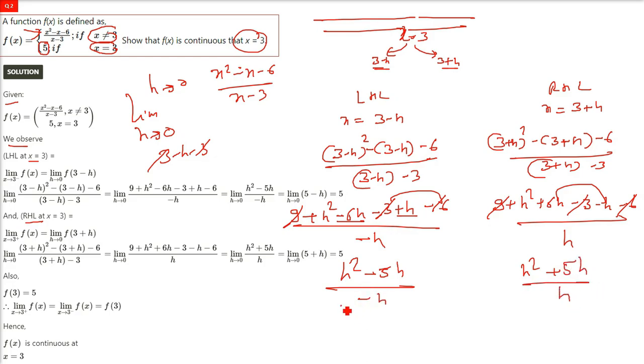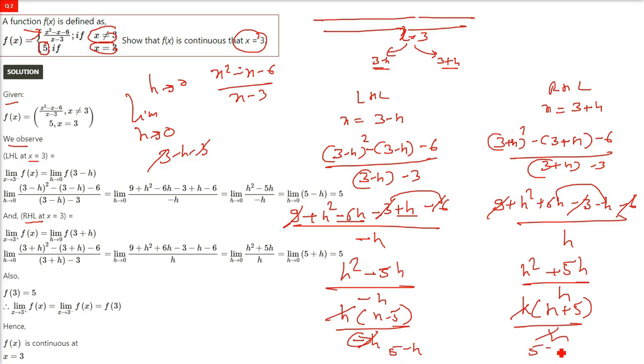Now take h common here. h minus 5 by negative h. Here you have h plus 5 by h. You can cancel this h. You can cancel this h. You have h minus 5. So negative goes up. So just change the sign and write it again. My 5 minus h. Here you have 5 plus h.